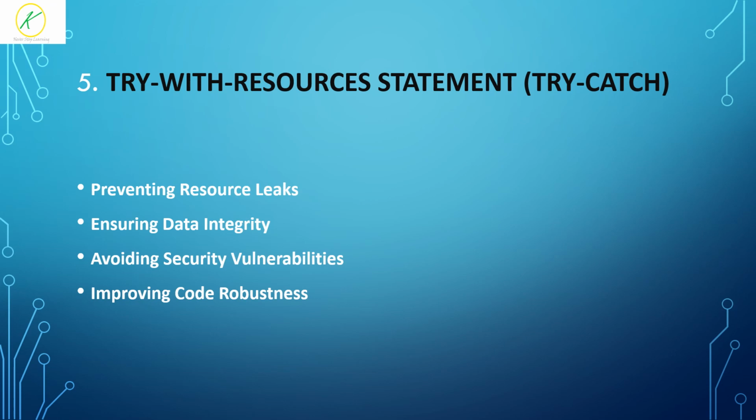Java introduced the try-with-resources statement in Java 7 to simplify the process of managing resources. It ensures that each resource is closed at the end of the statement, regardless of whether the try block completes normally or an exception is thrown.